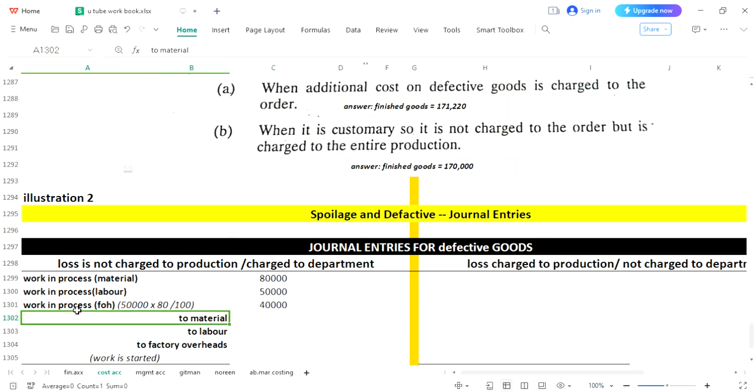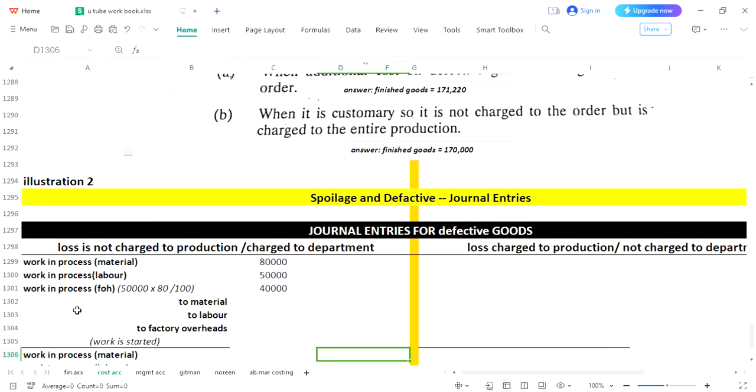So third amount has also been arrived, and as usual you don't need to calculate amounts on credit side. You will apply simple accounting principle. Amounts present on debit side would be similar to amount present on credit side. So 80,000, 50,000 and 40,000 would be written as it is.